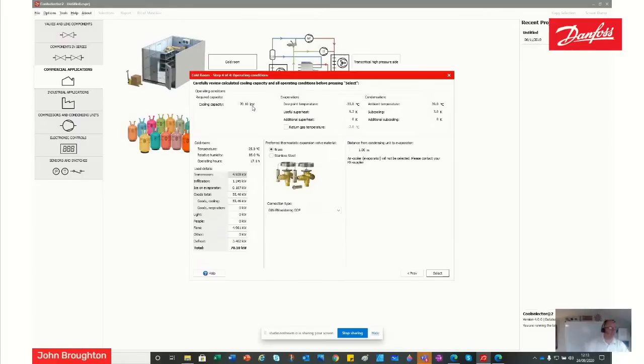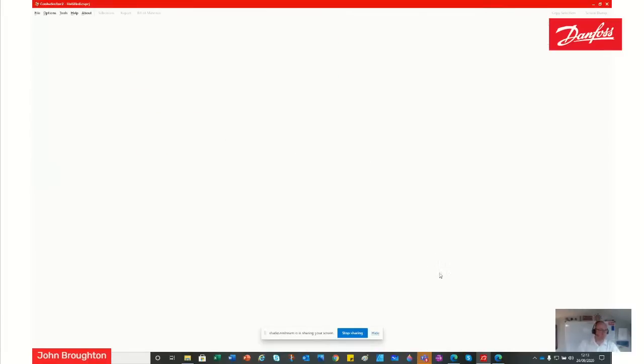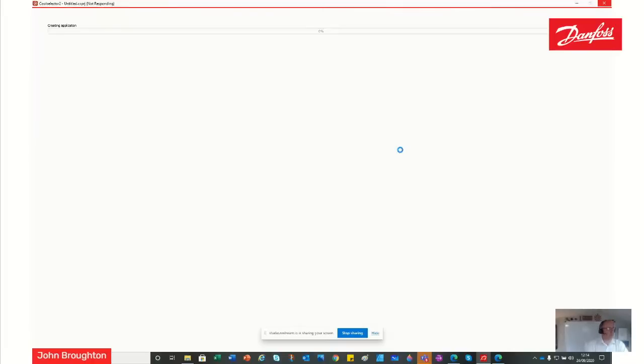Now, you can see there we have 70 kilowatts. Now, I know that Danfoss does not have a condenser unit for 70 kilowatt capacity. So in this case, we can certainly do the sizing of the expansion valve, solenoid valve, etc., but we will not be able to provide a condenser unit for that capacity because this software is based on, let's say, your typical commercial cold room. But let's click select anyway, and we'll generate the application within Coolselector.